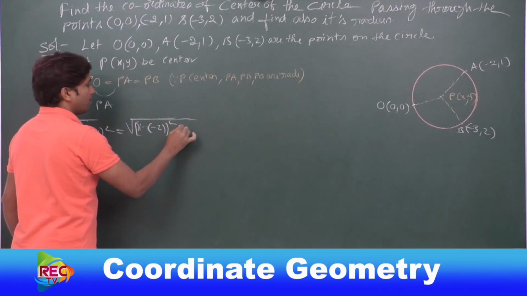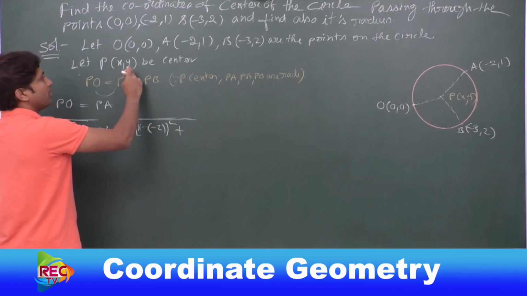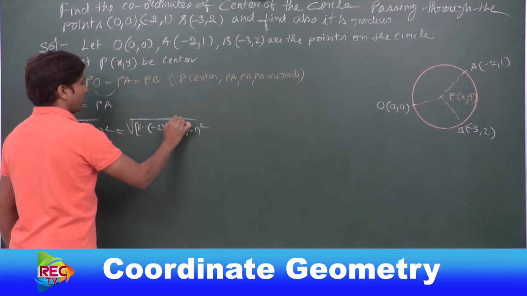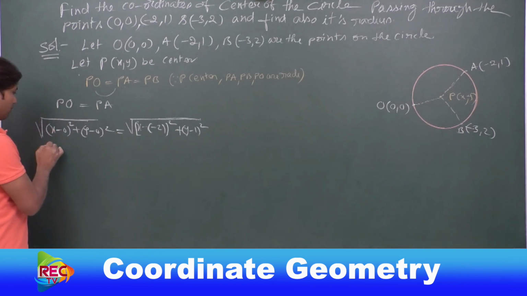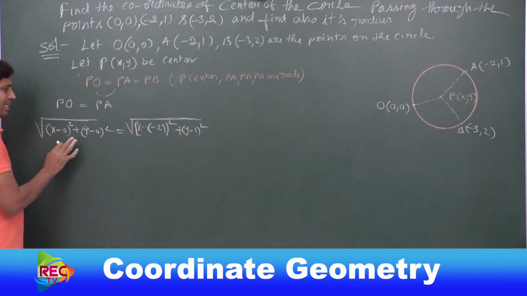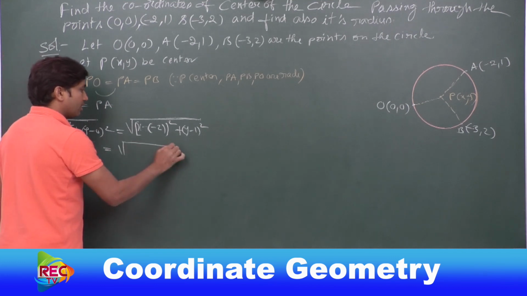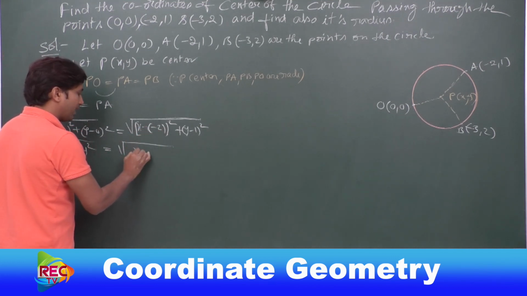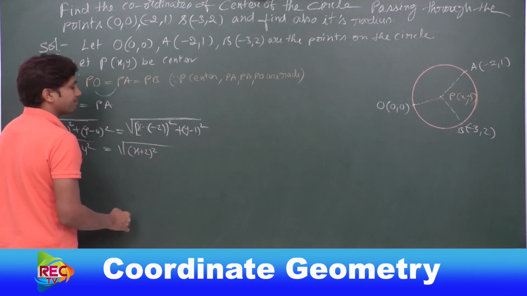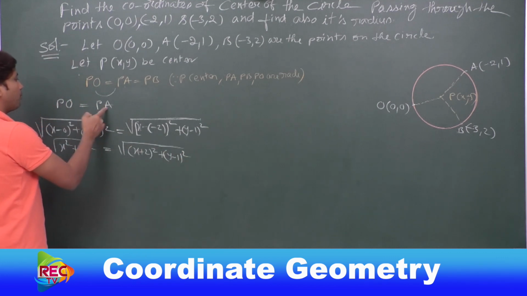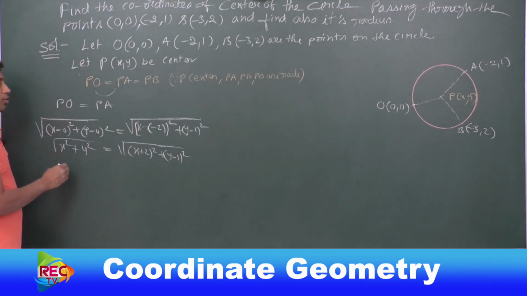Whole square plus (y minus (minus) (y minus 1)) whole square. Okay, now tell me: square root of x square plus y square is equal to square root of (x minus of minus 2, that is x plus 2) whole square plus (y minus 1) whole square. Now we said PO equal to PA, we can square them on both sides or not?